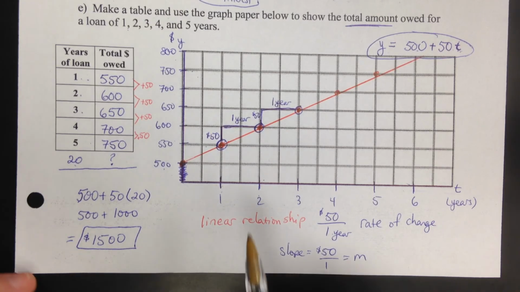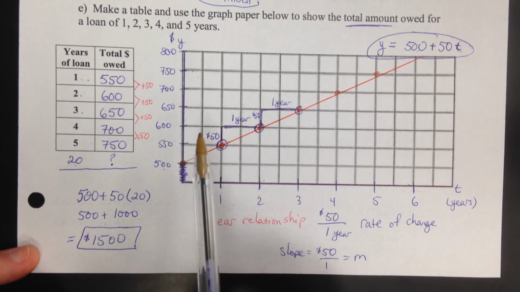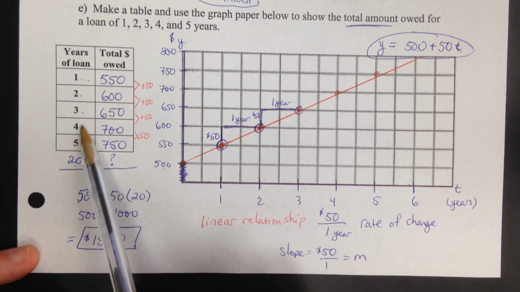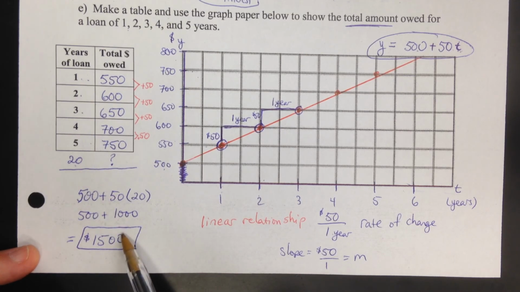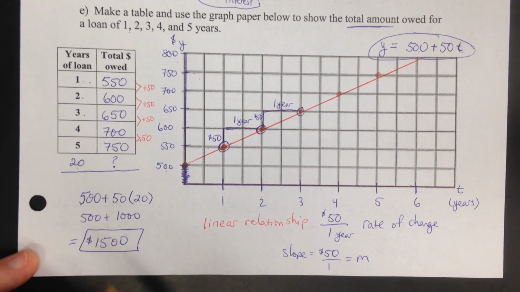So this is the thing about loans you have to be aware of with interest: the longer you have it, the more money you're going to pay. So whatever we bought for $500 in the end cost us $1,500. And that's the end of part 1.